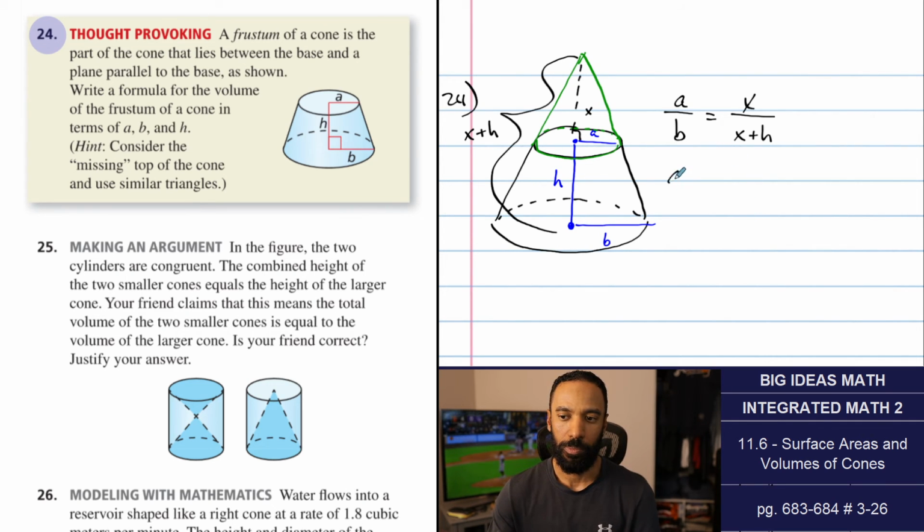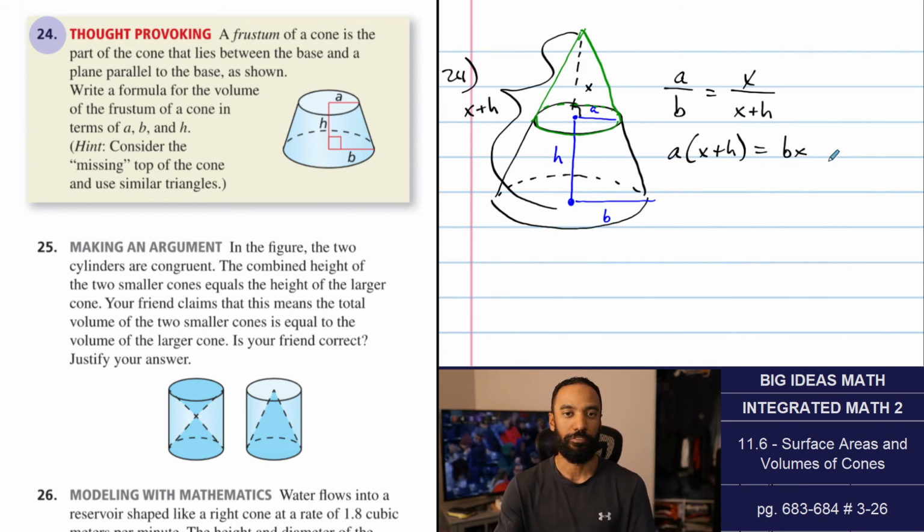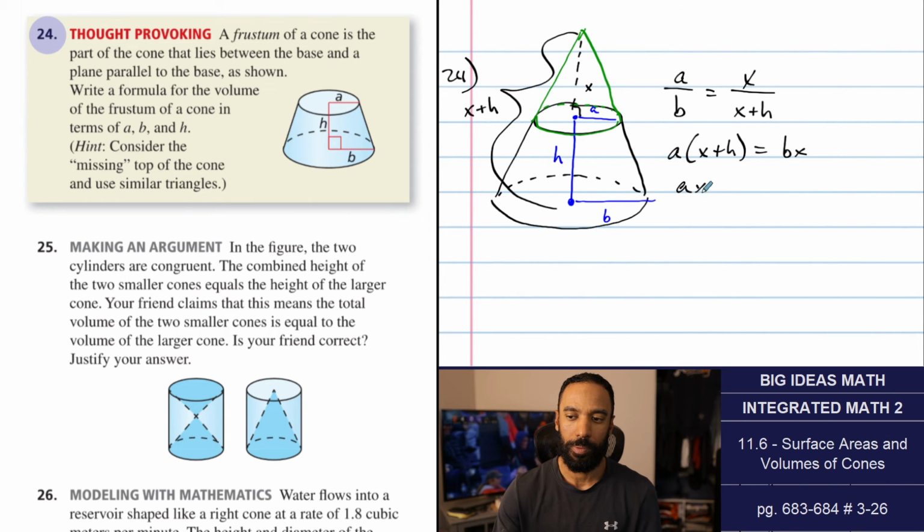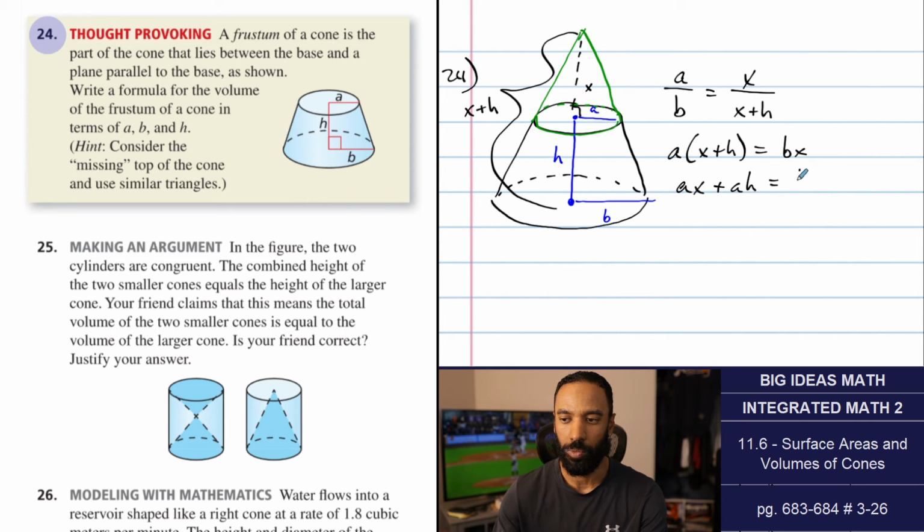So I begin by cross multiplying, and I get A times (X plus H) equals B times X. This is absolutely what I should have done the first time that I was doing this for the pyramid stuff. I might even record the video again, but if you see what I do here, I think it should work out. Now I do have to distribute this A so I can get this X term working with the X term that's over on this side here.